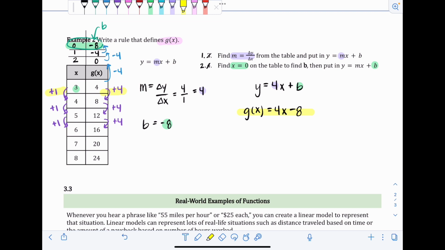So biggest thing, you find the slope. That's the change in y over the change in x, and you can count the change on the table. On this side we were adding 4 each time. This one we were adding 1 each time, so it's 4 over 1. And then to find b, you have to find the point that has x equals 0. If it's not on your table, you could count backwards on your table to get there.